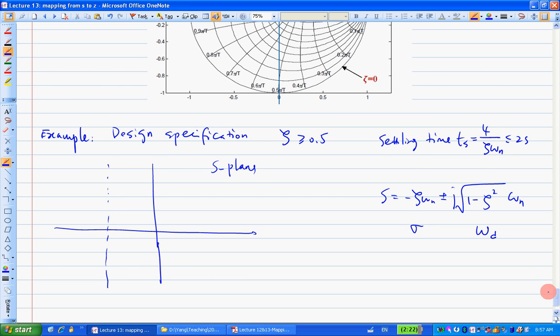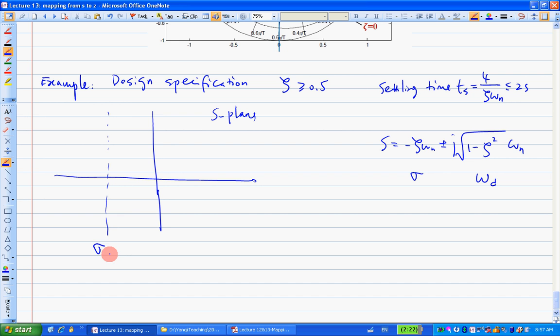a perpendicular line here, and this sigma will equal negative 4 over t_s. So 4 over t_s is sigma, which is zeta omega n. Right now you want t_s of 2, so that gives us negative 2. Because you want your settling time to be less than 2 seconds, it's everywhere on the left side of this vertical line. That's simply based on this specification.